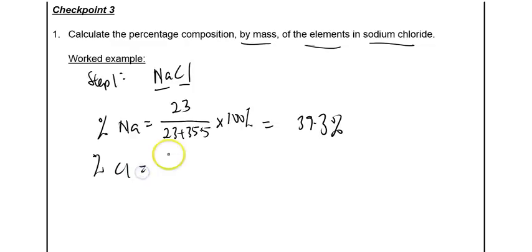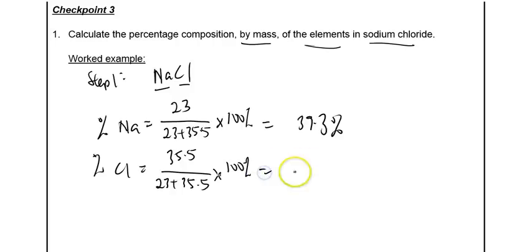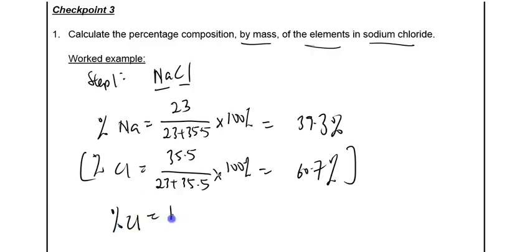Percent of chlorine would be 35.5, the AR of chlorine, divided by 23 plus 35.5, which is the MR of sodium chloride, times 100%, giving me 60.7%. This step can also be done in another way, because you know that NaCl comprises Na and Cl alone, which means that if I know Na is 39.3%, my percent of chlorine is actually 100 minus 39.3, and I will have 60.7%. So either way is okay. Both steps are okay.